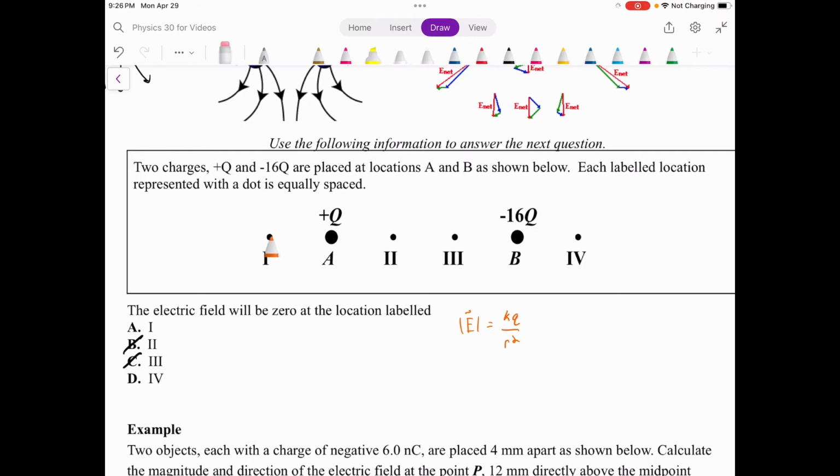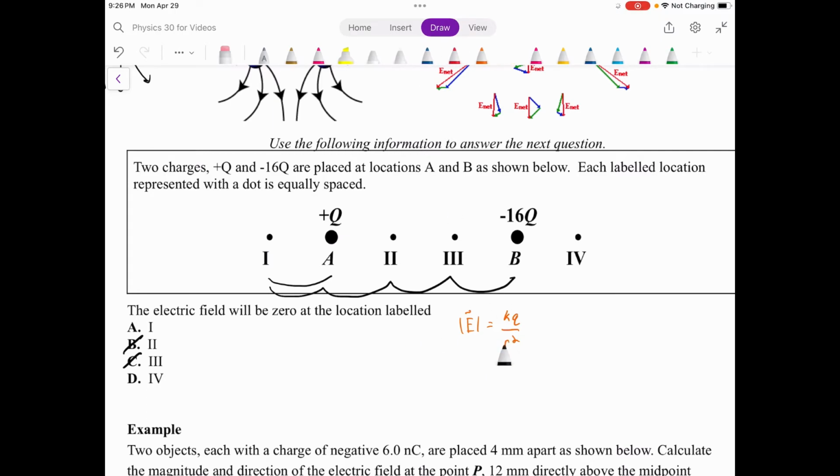Now at position 1, we are closer to the charge that has a smaller magnitude, right? This one has 1/16 as much charge as this one. So this distance from 1 to here is 1, 2, 3, 4. It is 4 times further away from charge B than it is from charge A if we look at position 1. Ooh, okay. So 4 times the distance.